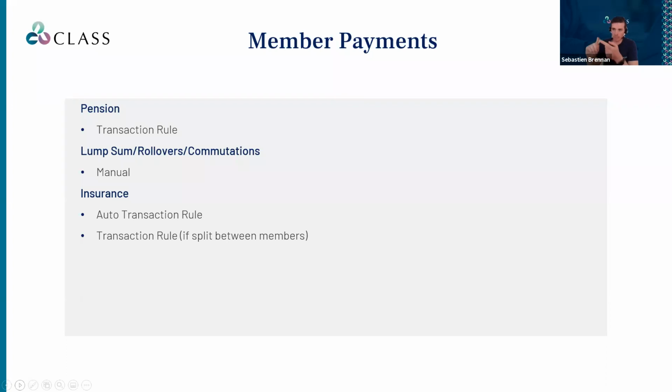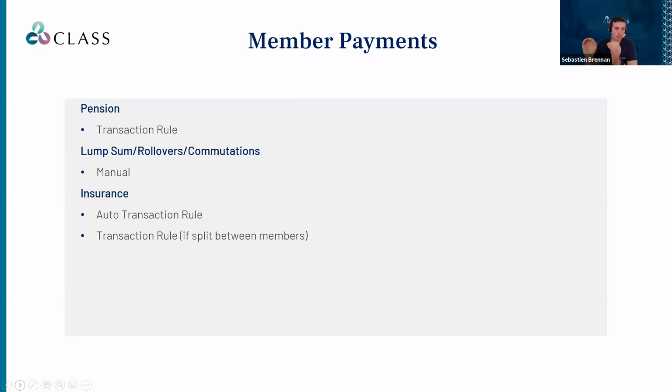As I mentioned before, lump sum, rollovers, commutations, they're all going to have to be manual. And insurance, if you're paying insurance premium for a single member, then auto transaction rule is fine. But we do find some situations where the transaction rule needs to be split between members because one premium is paid for two members. In that case, it's a good idea not to turn on auto transaction rules, so not to set it for bulk, but still have the rule, because you can then specify the split each year.